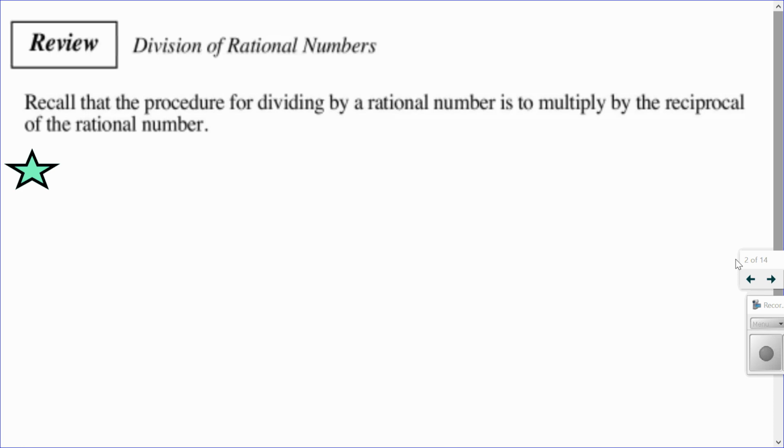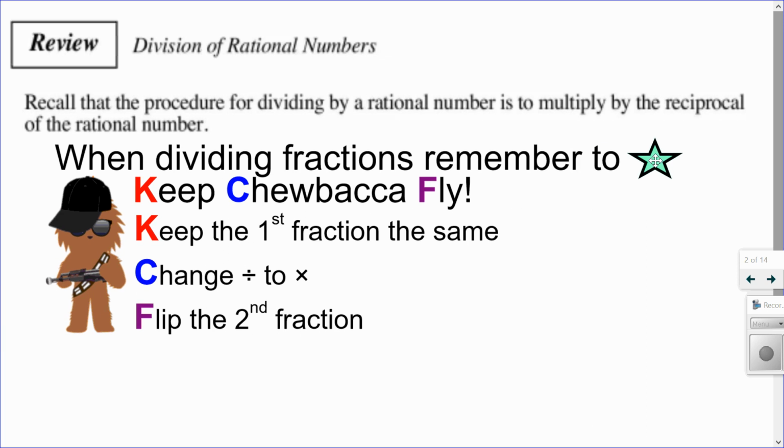So remember the procedure for dividing a rational number? It's to multiply by the reciprocal of that rational number. This is how I used to teach my junior high kids how to do it. We would keep Chewbacca fly. We would keep the first fraction the same, change the division to multiplication, and flip the second fraction, because that's what a reciprocal is. So we're going to keep Chewbacca fly for all our questions that we do.